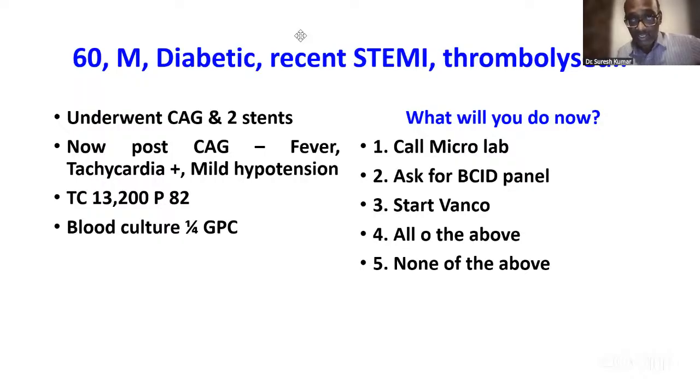So I want to check how many people want to do what. So this many people want all of the above. They want to call the lab, do BCID, and start Vanco also. People say all of the above. I'm looking for 1 of 5. That's very interesting. None of the above. Good. Very good. 1, 1, 4. Mostly all of the above. That's good. Interesting. People are answering now. Okay. Good.